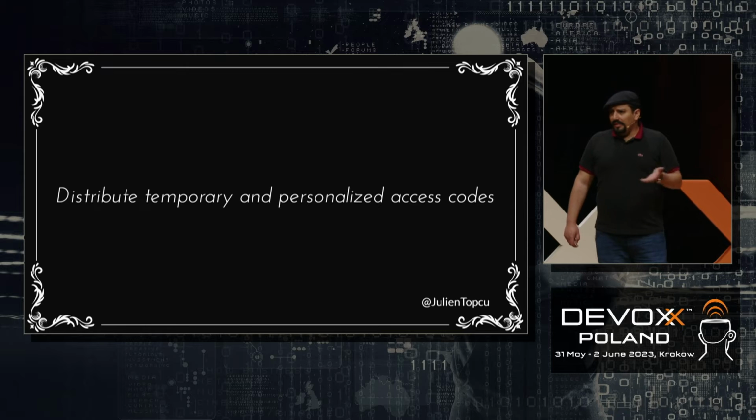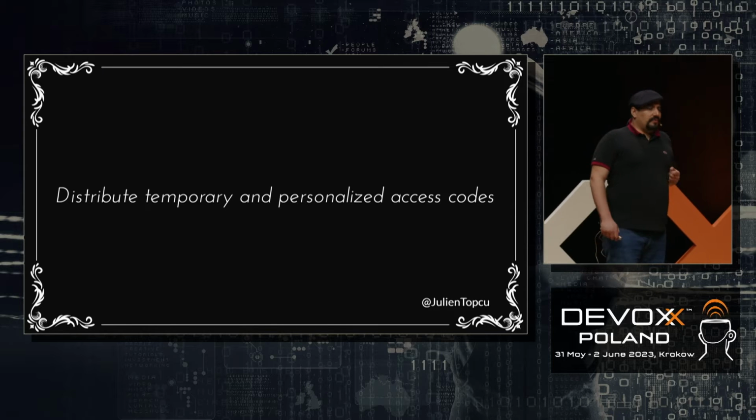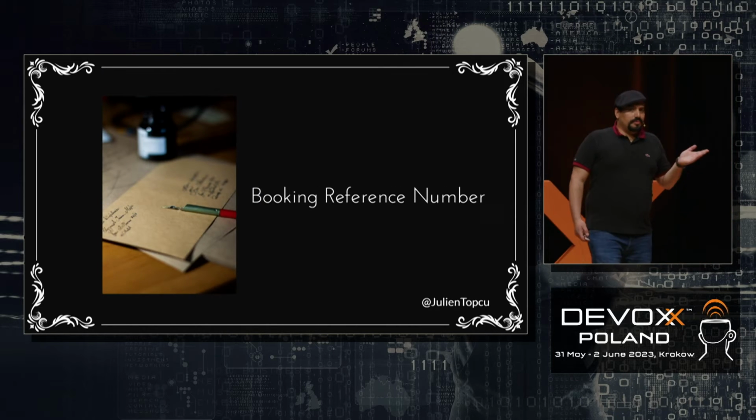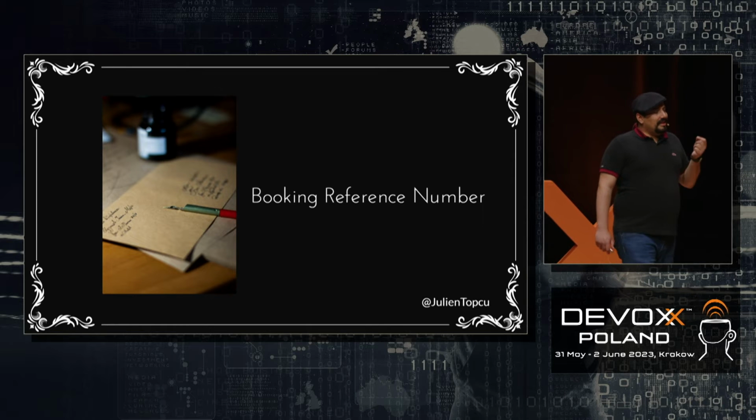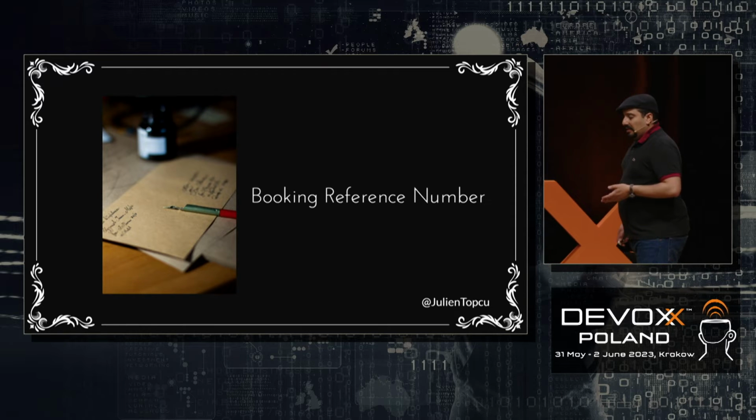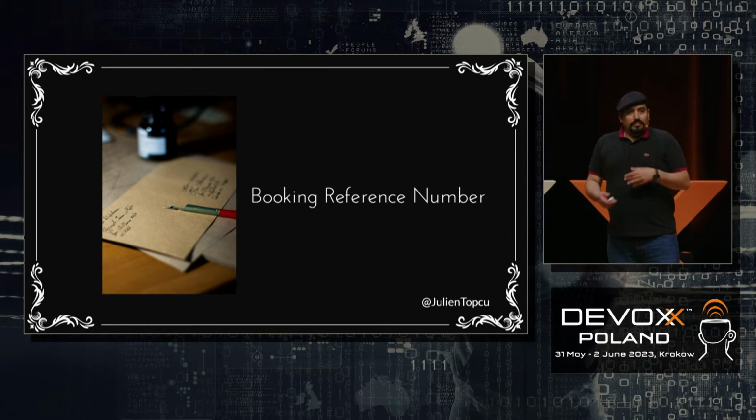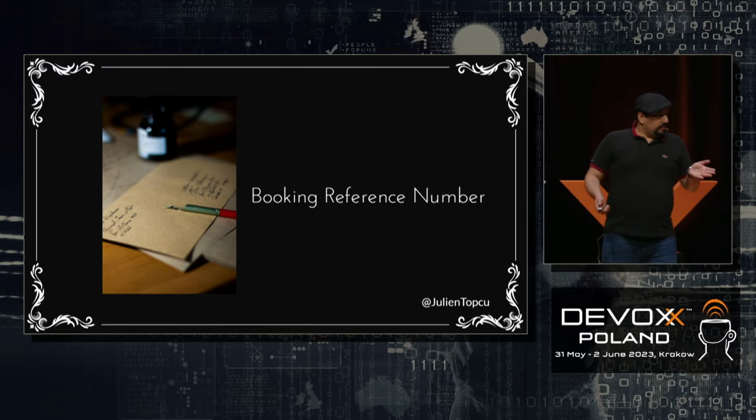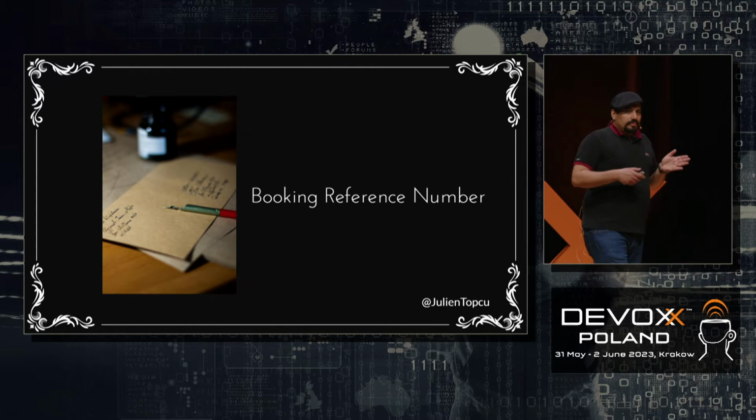In the case of hotel booking, in fact, it was quite easy to find. The booking reference number, because it uniquely identifies your booking, and once your reservation has ended, it doesn't mean anything more, right? So we are in 1932.